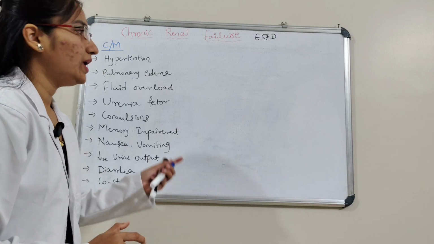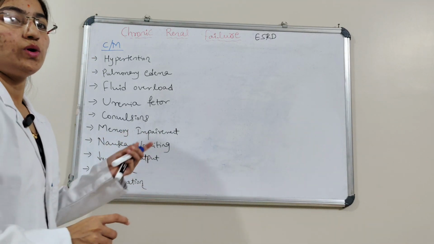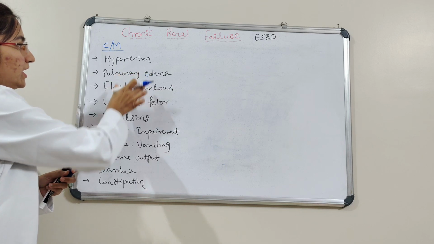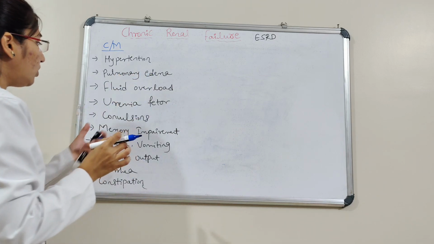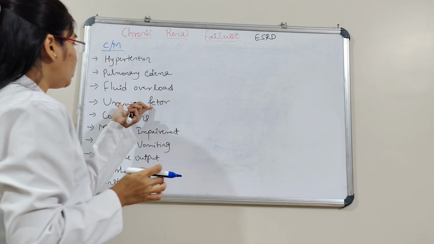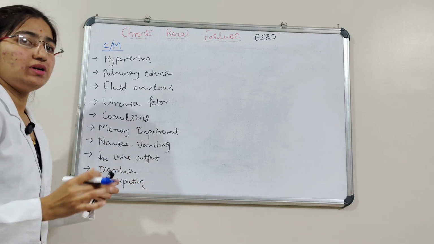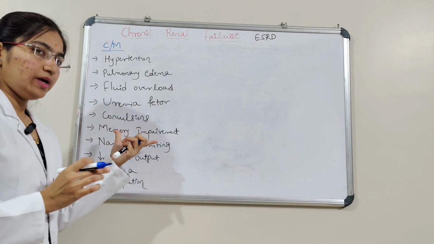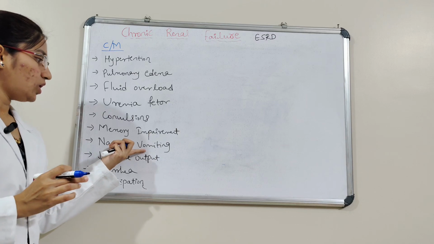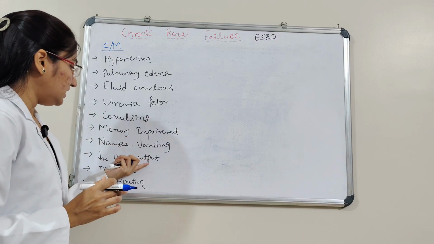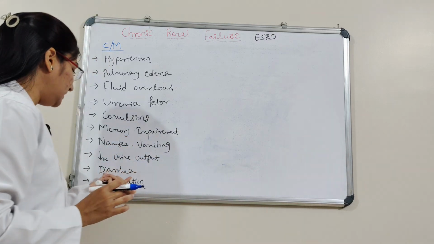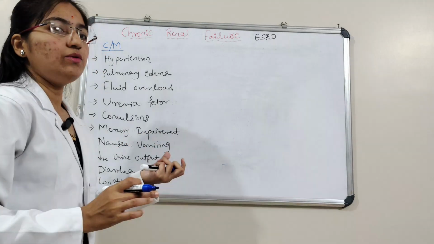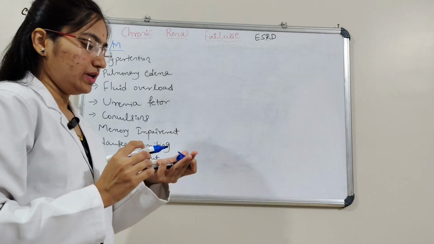Next, we will see the clinical manifestations of chronic renal failure. Here, hypertension, and pulmonary edema also we can see, fluid overload, uremic fetor, that is smell of urine in the breath. And then convulsions, memory impairment, after that nausea and vomiting, decreased urine output, and then diarrhea, constipation also we can observe here. These are the clinical features of chronic renal failure.